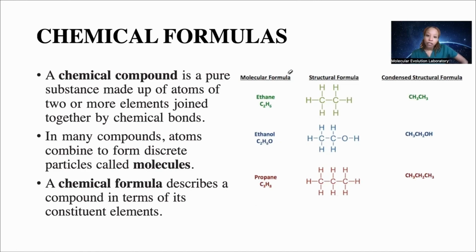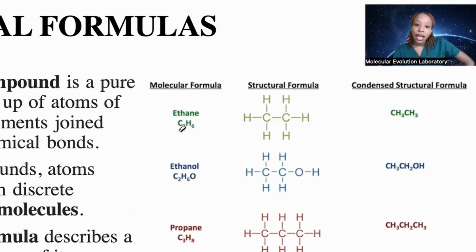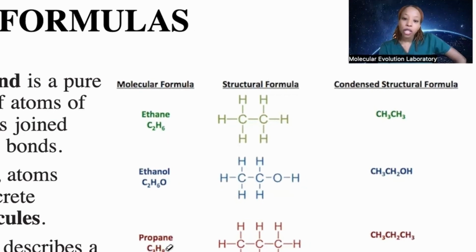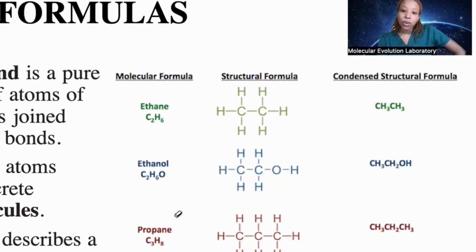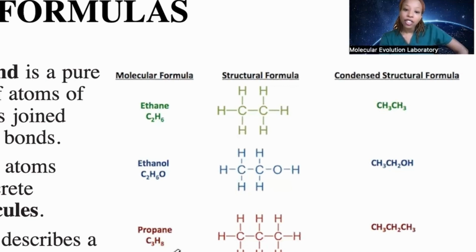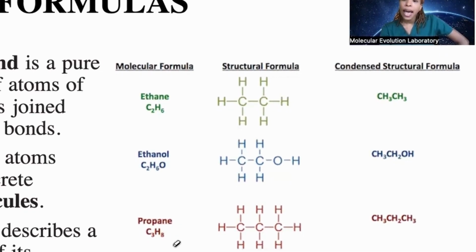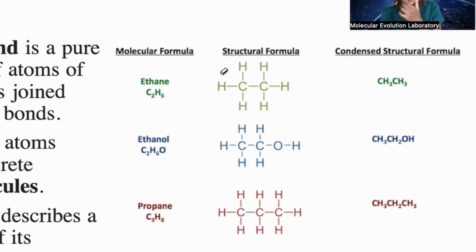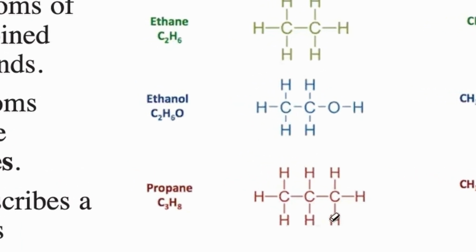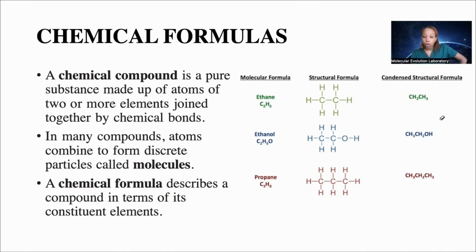So for example, the molecular formula of ethane means that there are 2 carbon as well as 6 hydrogen atoms. The molecular formula for ethanol is C2H6O, which means that there are 2 carbon, 6 hydrogen, and 1 oxygen. Propane, C3H8, means 3 carbon atoms and 8 hydrogen atoms. These are the structural formula: 2 carbon, 6 hydrogen, 2 carbon, 6 hydrogen, 1 oxygen, 3 carbons, 8 hydrogen, and these are the condensed structural formula.